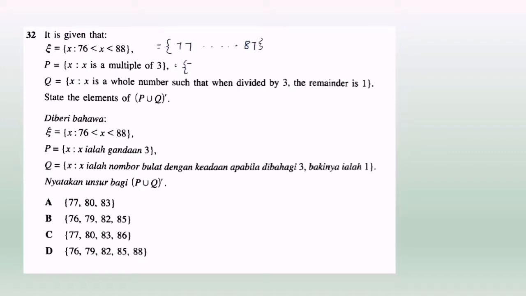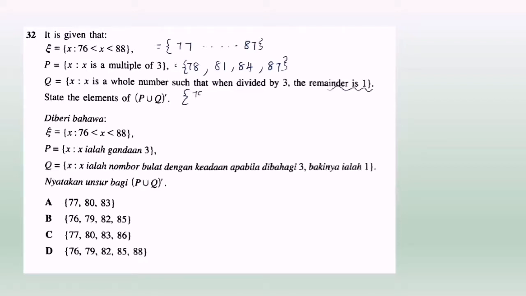Okay, so multiple of 3, we have 78, 81, 84, and 87. So these numbers can be divided by 3. And Q is divisible by 3 with remainder 1. So Q equals, if the remainder is 1, it means a multiple of 3 plus 1.